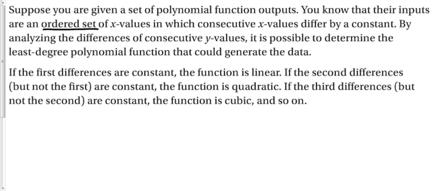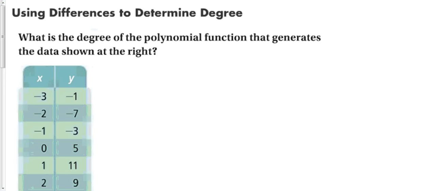By analyzing the differences of consecutive y values, it's possible to determine the least degree polynomial function that could generate the data. If the first differences are constant, the function is linear. If the second differences, but not the first, are constant, the function is quadratic. If the third differences, but not the second, are constant, the function is cubic, and so on. So what does that mean? That means that as long as everything's in order, we can figure out what degree the polynomial is that made that data. Okay, so using the differences to determine degree.